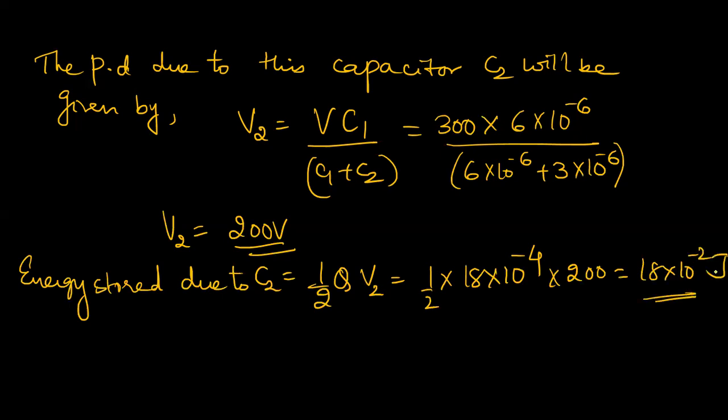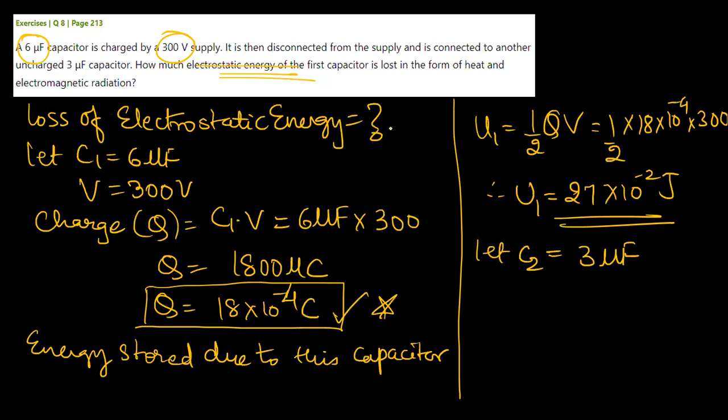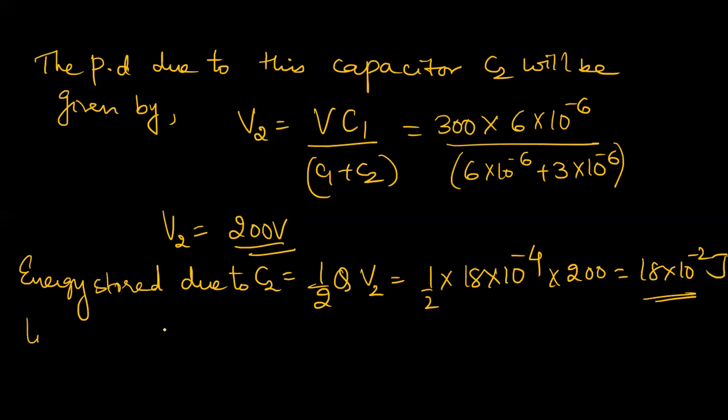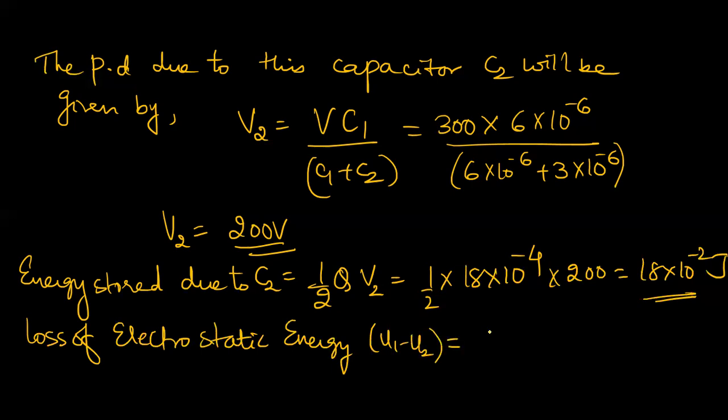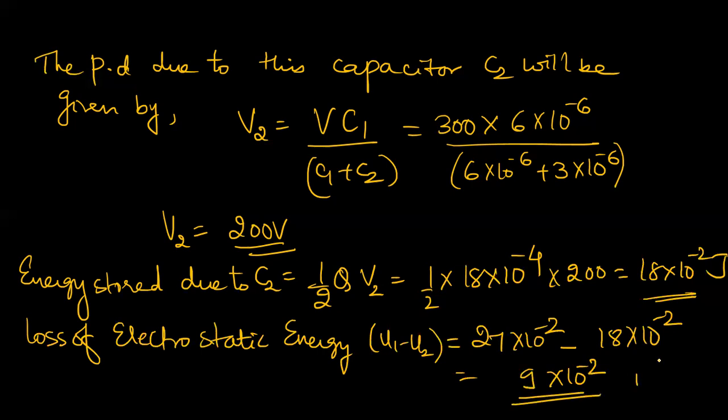Here, the sum is not yet done. The question is asking loss of electrostatic energy. Loss of electrostatic energy means U1 minus U2, I am supposed to find. So therefore, loss of electrostatic energy, that is U1 minus U2, will be equal to, subtract the two values, 27 into 10 raised to minus 2 minus 18 into 10 raised to minus 2. Take 10 raised to minus 2 common. 27 minus 18 will be 9. So 9 into 10 raised to minus 2. This is the loss of energy.